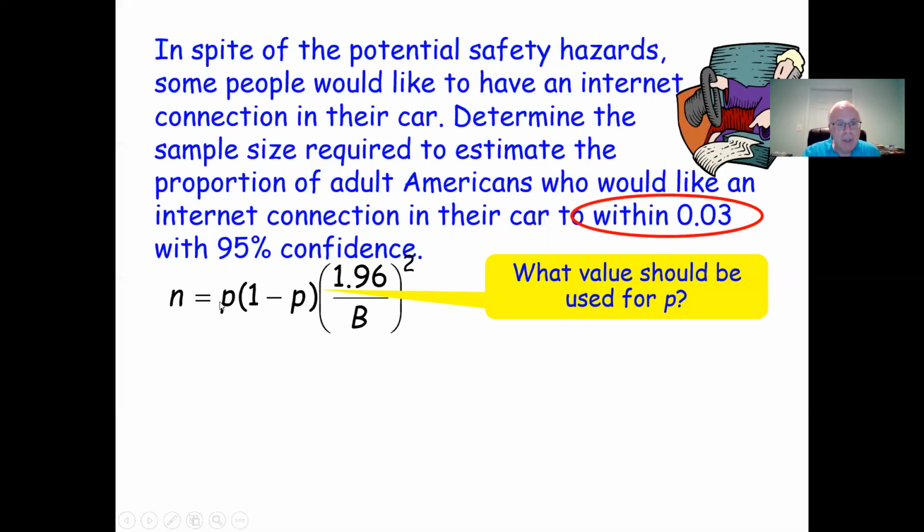How do you find N? Now, there's nothing in this problem that's estimating P. So what do we use for P? 0.5. That's the key to doing this problem. Don't think that you can't do it because there's nothing here that mentions an estimate for P. Use 0.5. Then you use 1.96 because it's a 95% confidence interval. This is our critical value, 1.96.